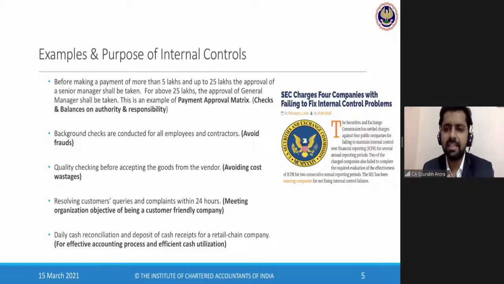What the SEC said in this case, this is not for remembering, this is just for conceptual clarity. The four companies were found guilty of not fixing their internal control problems. The SEC said that it's not just enough to disclose that the internal controls are missing, but it is also required to fix the internal control problems in the company. So we'll move to the internal control definition right now.